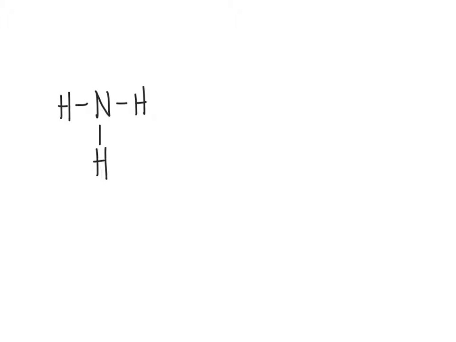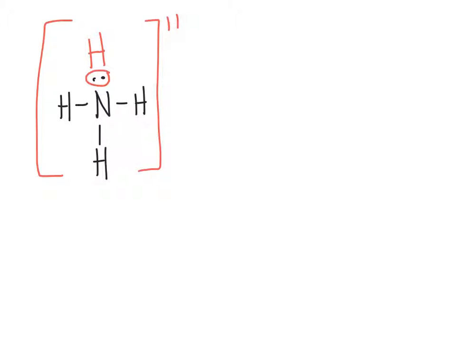What happens during this coordinate covalent bond is along comes our H with no electron, and this lone pair of electrons on nitrogen donates both electrons to the bond. It came with a +1 charge, and it still has a +1 charge altogether. So this is the ammonium ion.